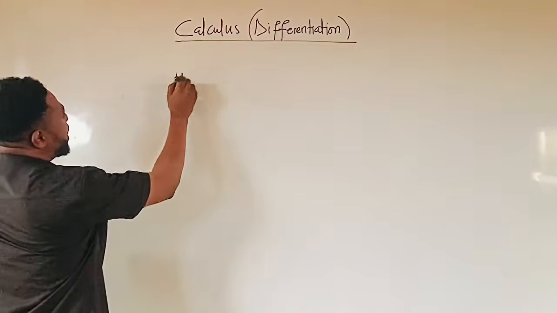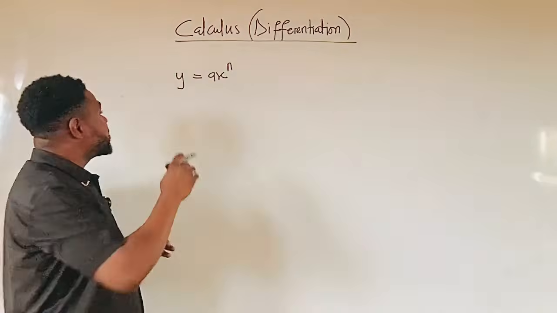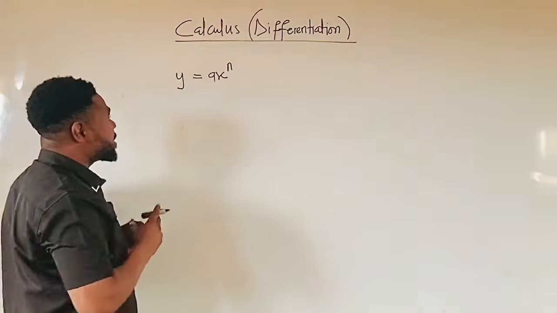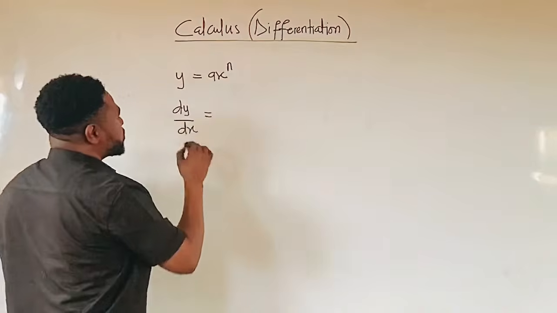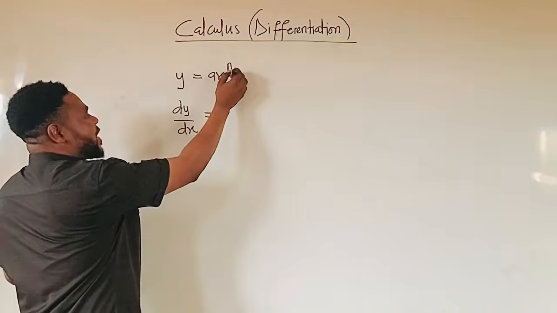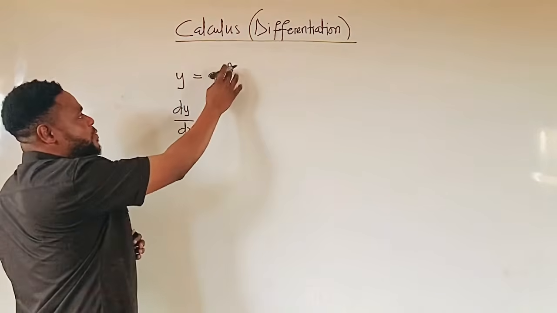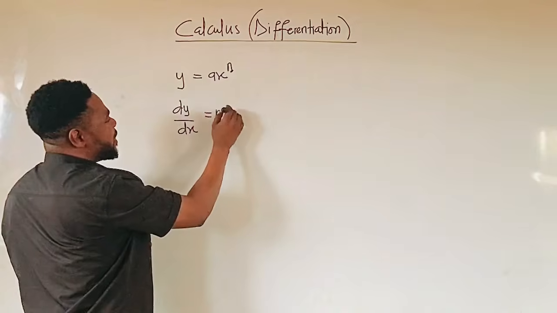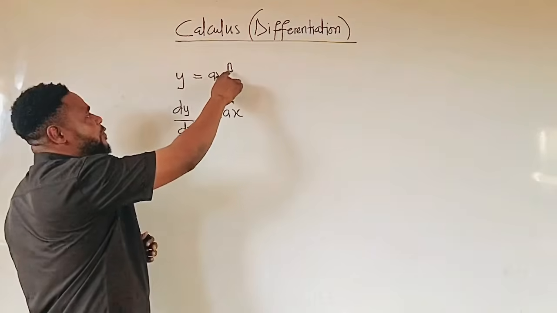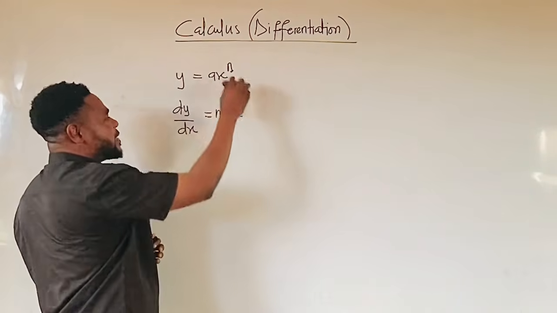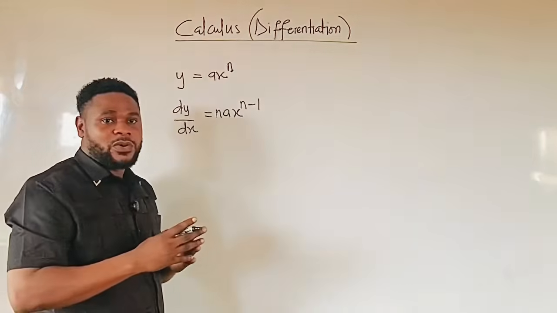Now, if we have y equal to ax raised to the power n, and we have been asked to differentiate y with respect to x, we can say that dy over dx will be equal to... Now, we use the exponent of x, which is the n, to multiply the coefficient of x, which is the a. So n times a will give us na, then we have x here. After that, we subtract 1 from the exponent of x, which is n, and we are going to have n minus 1. So this is how the general principle looks like.